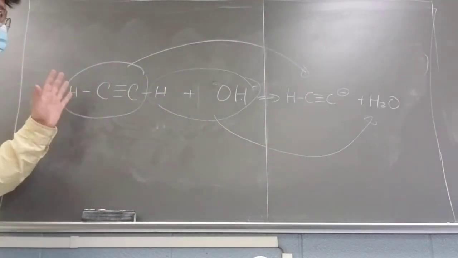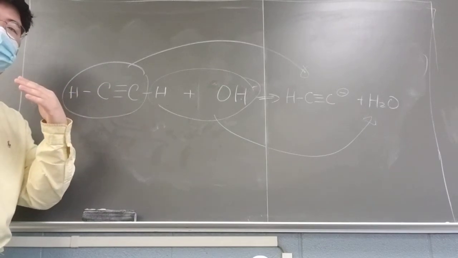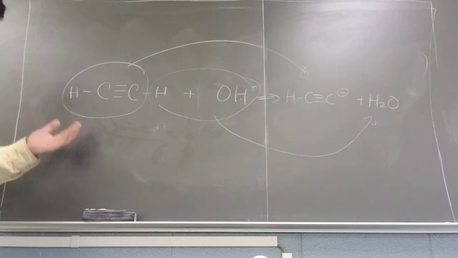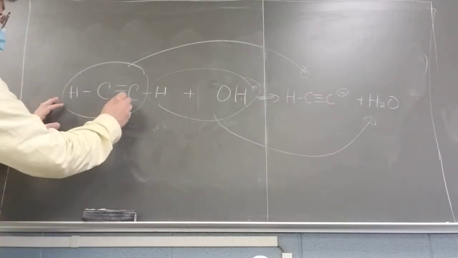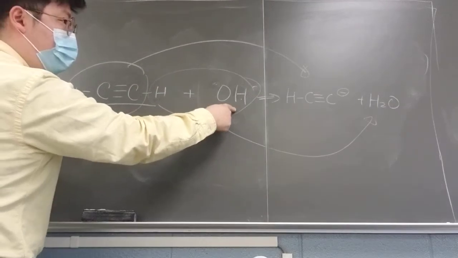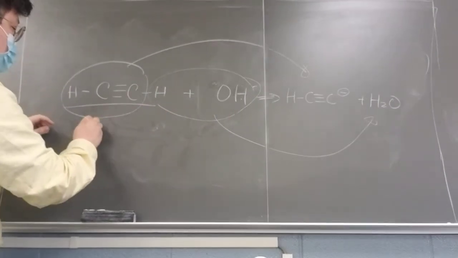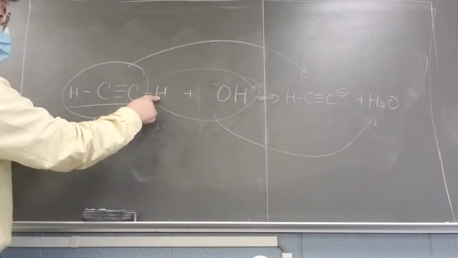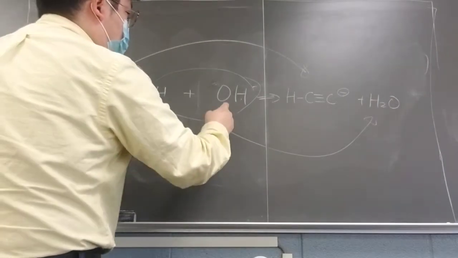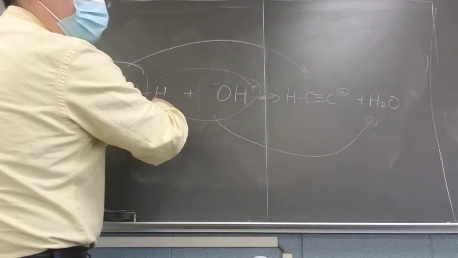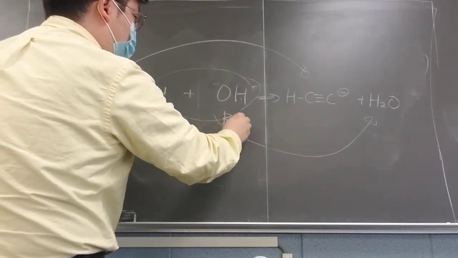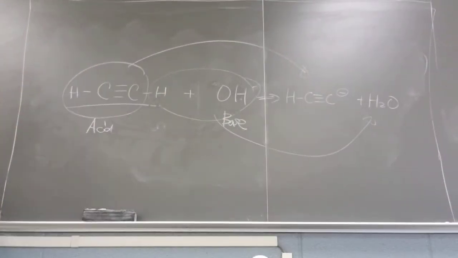If you think about the Bronsted-Lowry acid and base, this is the one that donated a proton to this one, right? So this is the acid here, because it donated the hydrogen cation, the proton. And this one is accepting the hydrogen cation to itself, so we define this one as the base.